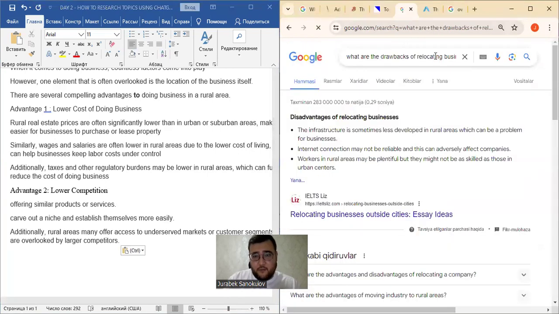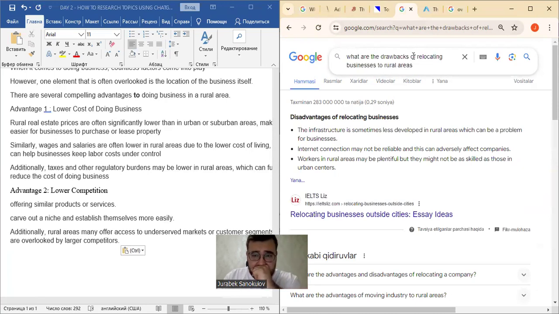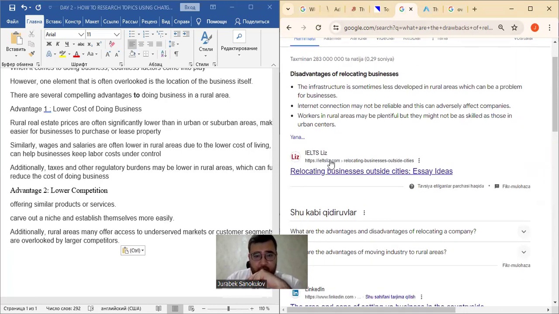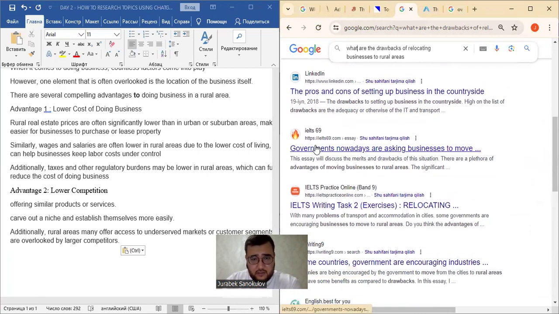So this is what I searched in order to find articles to find ideas for disadvantages. I said, what are the drawbacks of relocating businesses to rural areas? So we have IELTS Liz again. We're going to ignore it. So we have LinkedIn. I don't know how to read that. I guess let's ignore that as well.